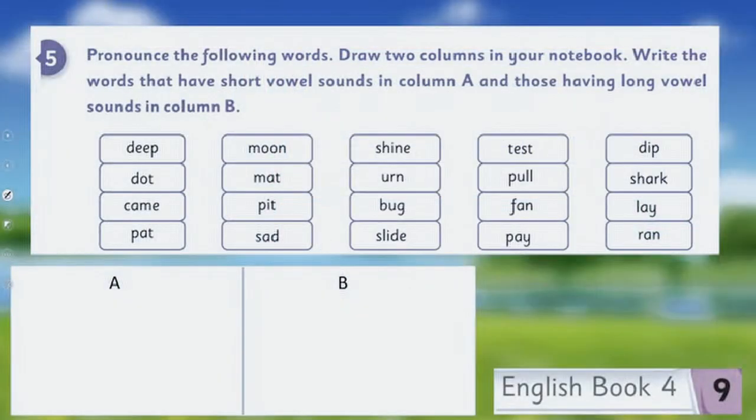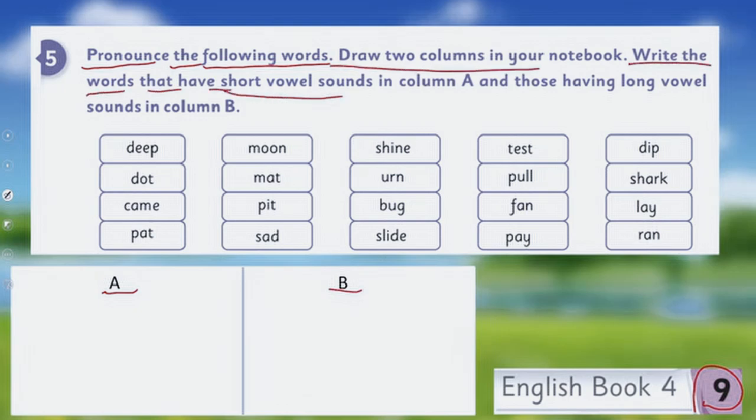That is on page number 9 of your book. What you will do, you will pronounce the following words. You will draw two columns in your notebook as I've drawn over here, column A and column B. And you will write the words that have short sounds in column A and those having long vowel sounds in column B. So you will read it. If it's a short sound, it will go to column A. And if it's a long sound, it will go to column B.